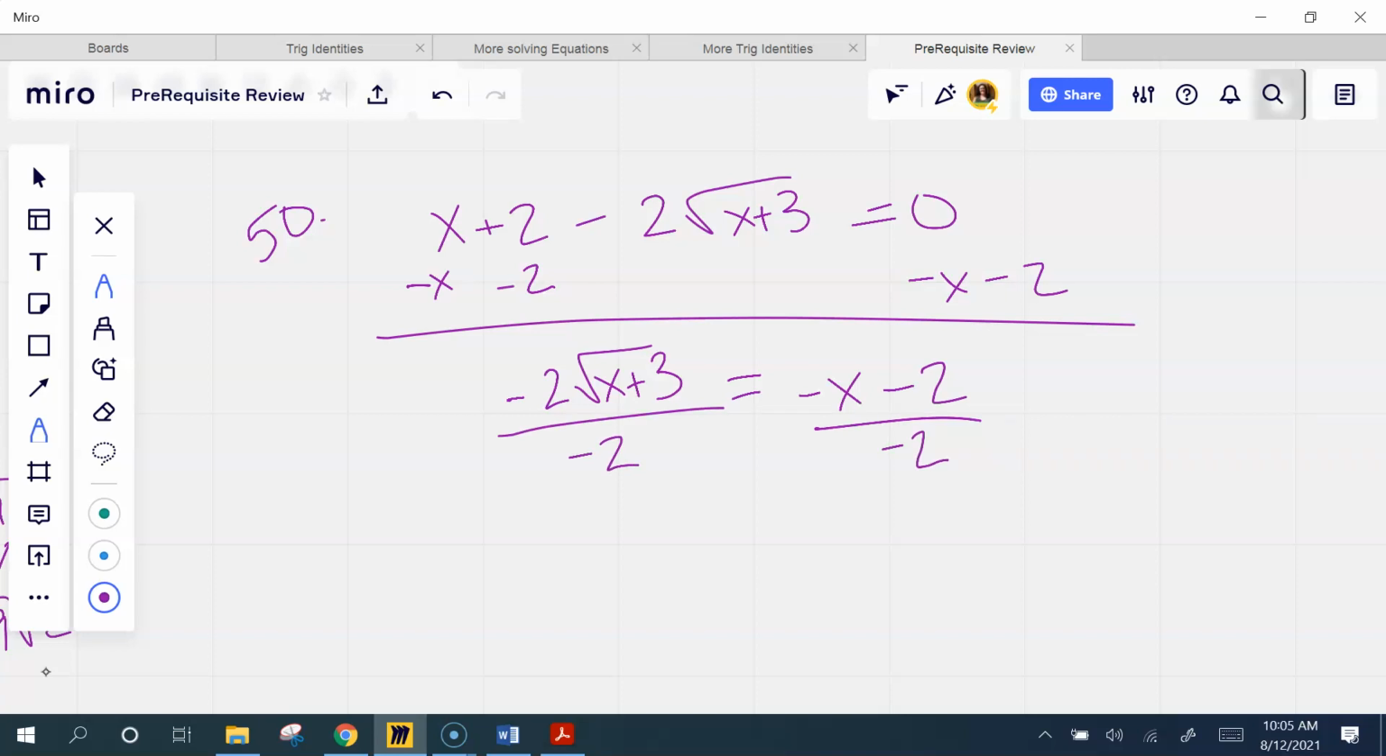Now, if you didn't want to do all this, you certainly could graph this and, since it already equals 0, find where it crossed the x-axis, and that would be your solution. Up to you. When I divide this, I get the square root of x plus 3 equals negative 1/2 x plus 1.